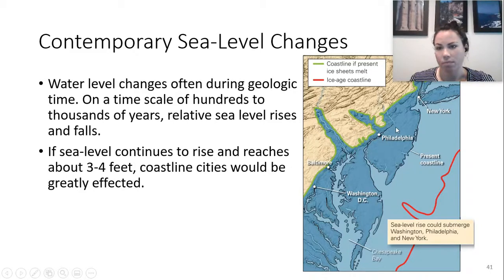So here's a diagram. The black line on the outside here is the present coastline. This is from about 14,000 years ago, roughly that same line that I showed in that previous diagram. If we had continued melting and sea level rise of about 3 to 4 feet, that would mean that large cities like New York, DC, and Baltimore would be in trouble. They would probably be heavily impacted by sea level rise. And it's not unreasonable to think that sea level would rise that much, because about 14,000 years ago we can see where the coastline used to be.